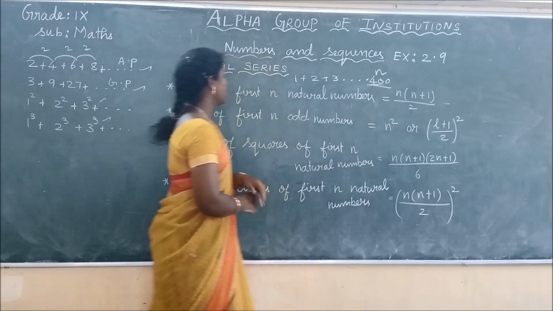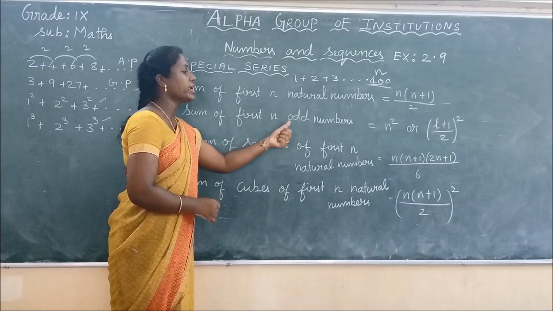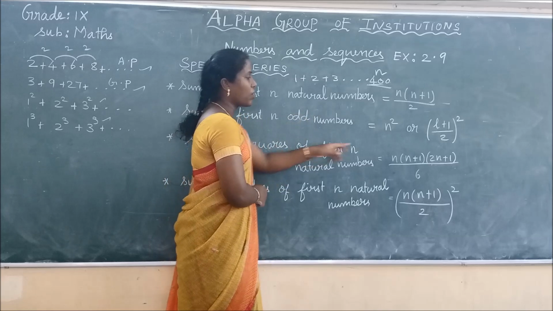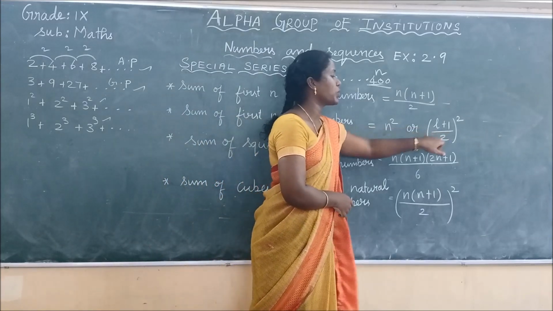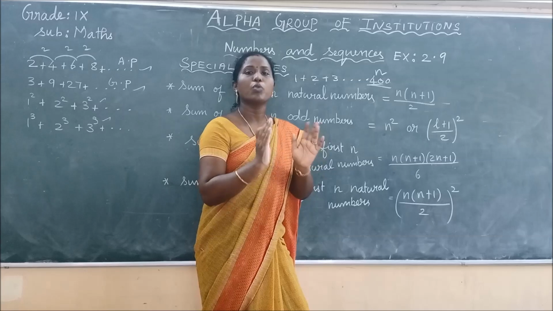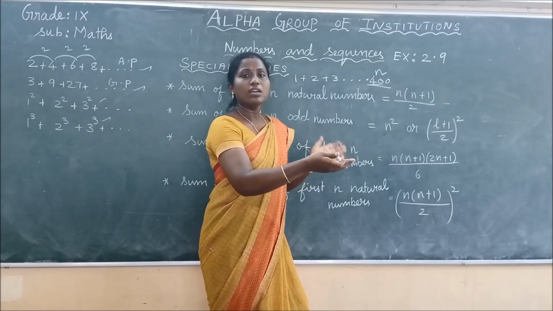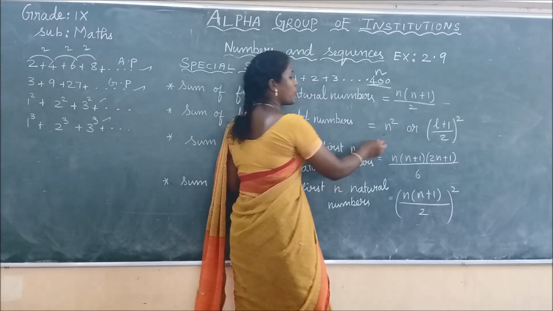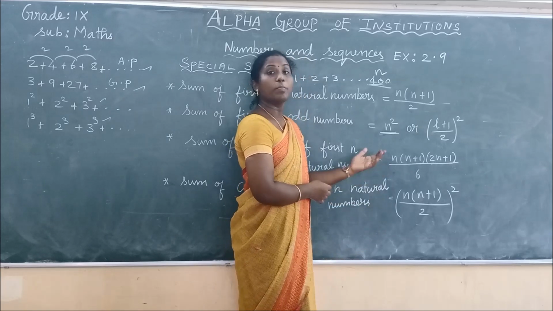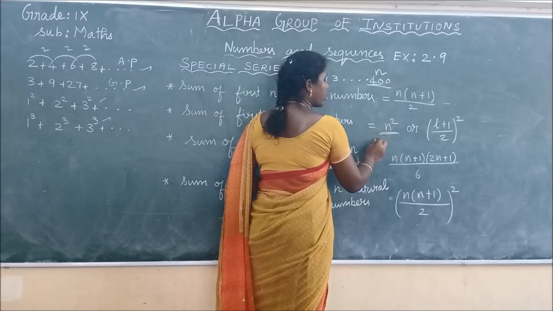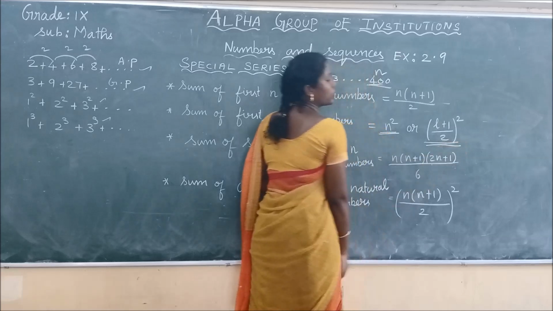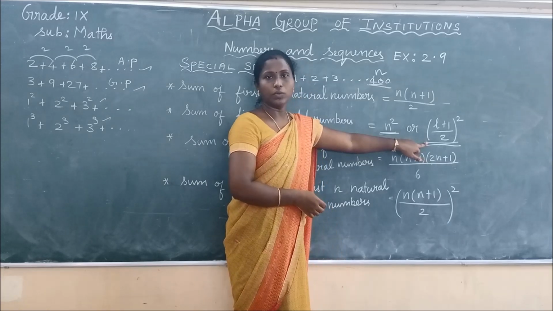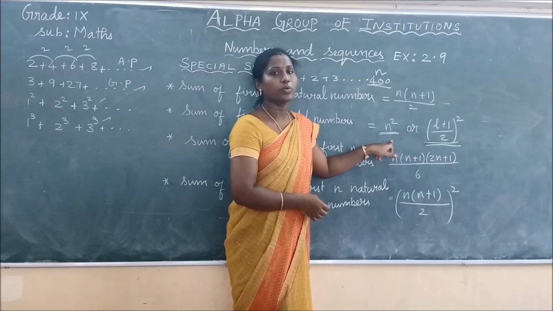Next one, the sum of first n odd natural numbers. If the series is made up of only the odd numbers from the first n natural numbers, we have to use the formula n square, or n plus 1 by 2 the whole square. The n square formula you can use whenever you know the number of terms. The other formula you can use whenever you know the last term of the series. Both formulas can be used, but based on what is given in the question, you can choose either one.